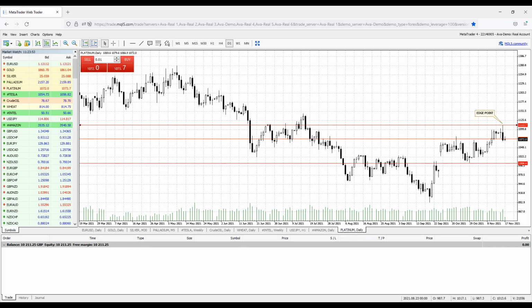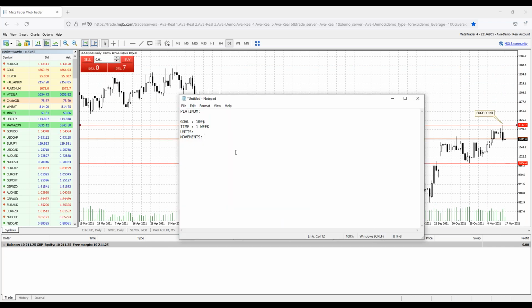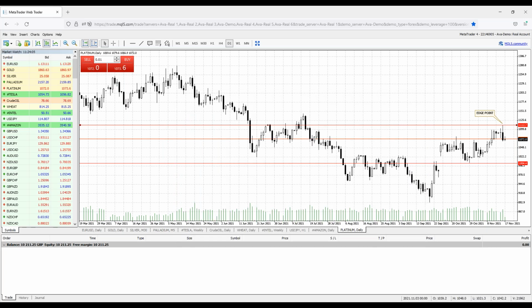Okay, so at the moment, where were we? Yeah, platinum. So at the moment, if I would like to make $100 and the amount of units is unknown and the movements are unknown, okay, I want to know where I stand. I want to know that if I want to make $100 during a week, this is another reason, by the way, why I need the lines, right? Because look, if I move the line, do you see what happens down here?